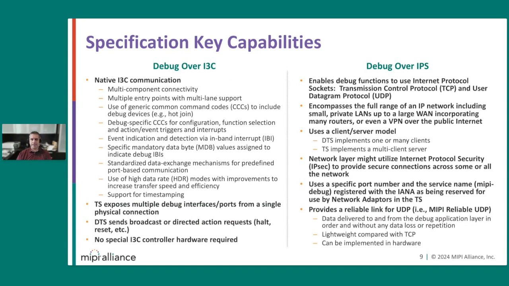So in alphabetical order, we'll start with debug over I3C. Here we're using the native communication. We take advantage of specific debug CCCs and debug IBIs to help with the communication. We've actually added some optimizations in the recent version of debug over I3C for HDR modes to get better efficiency out of I3C. We also handle things like broadcasted requests that are in the I3C specification.